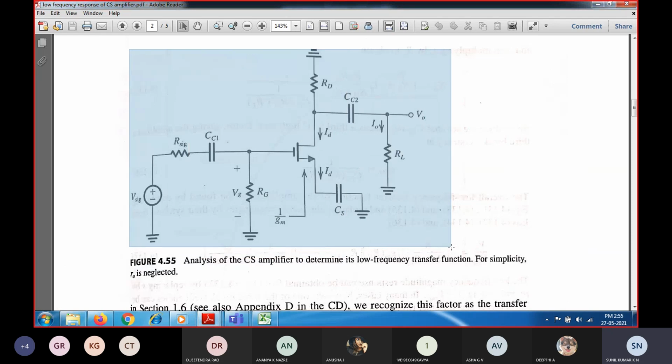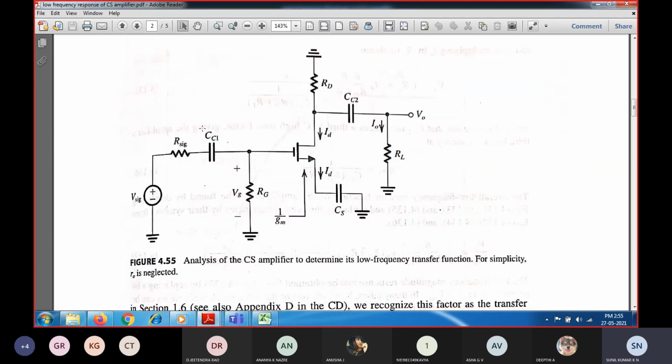This is a common source amplifier circuit in which the input side has a coupling capacitor CC1, the output side has a coupling capacitor CC2, and we have a bypass capacitor CS across the source side. These are the external capacitors added to the common source amplifier in the discrete circuit amplifier. These external capacitors have a very large value compared to the internal MOSFET capacitors, in the microfarad range.